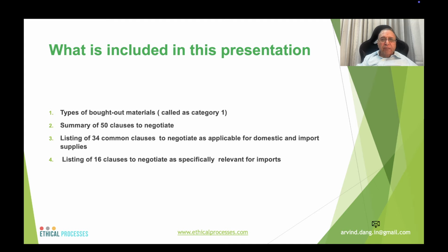What I plan to include in this presentation are: number one, type of bought materials, called category 1. Herein, a summary of 50 clauses to negotiate for bought materials, a listing of 34 common clauses to negotiate, which are common for domestic and import supplies, and fourth, a listing of 16 clauses to negotiate for imports.